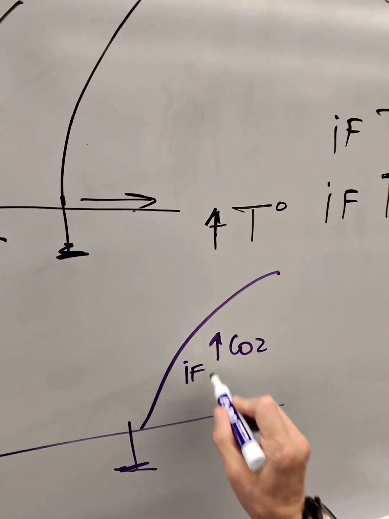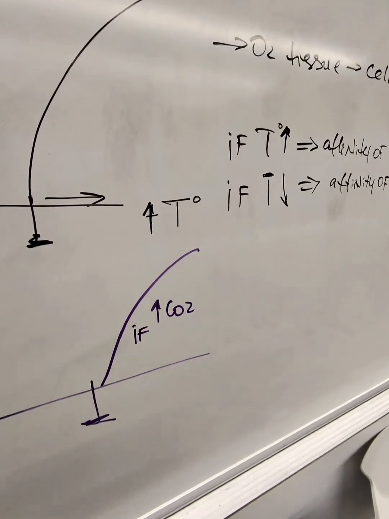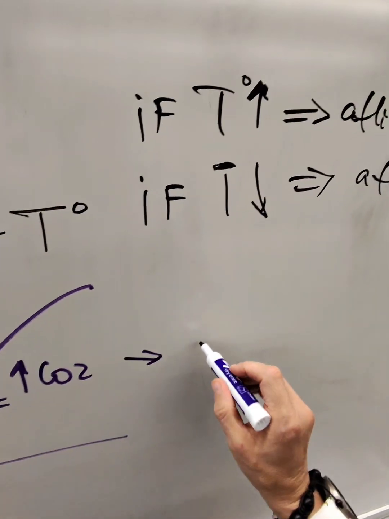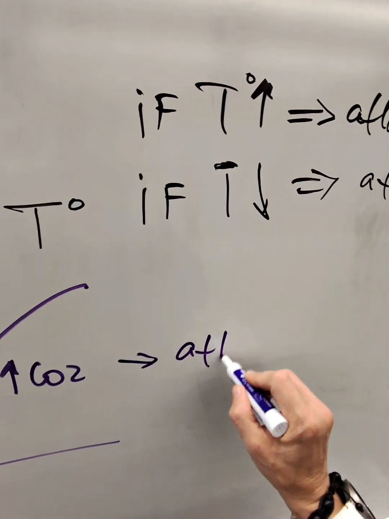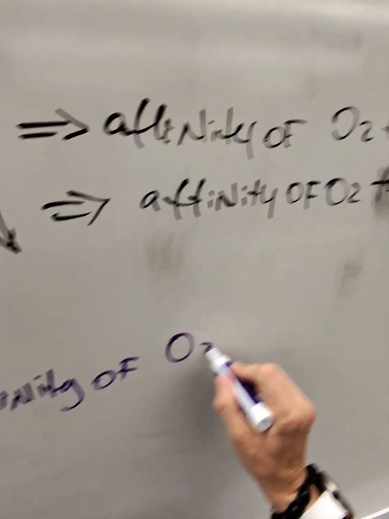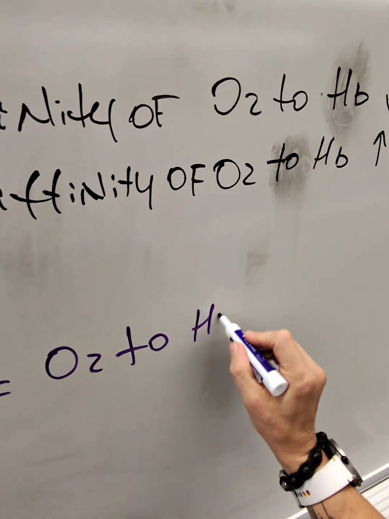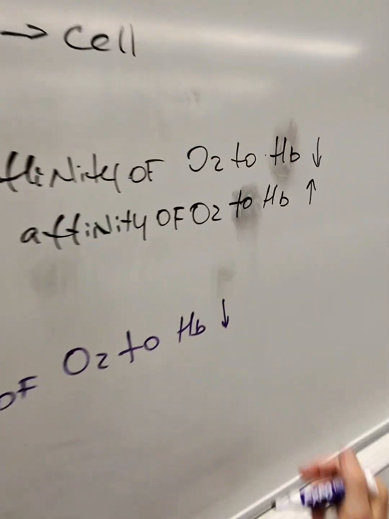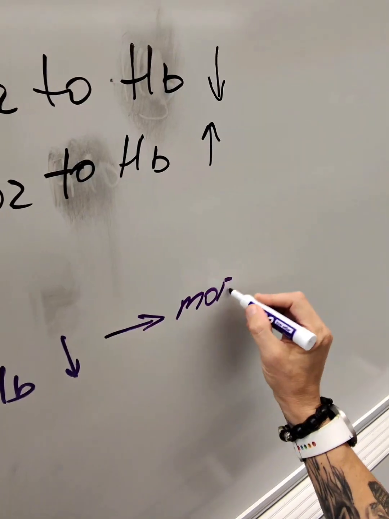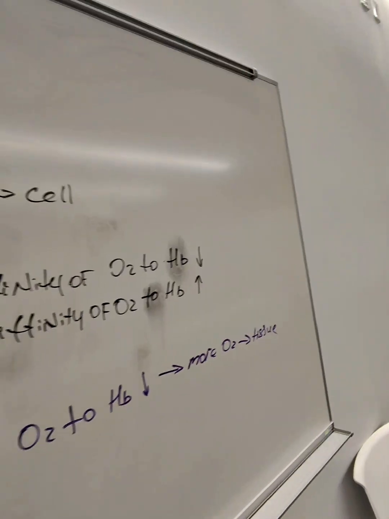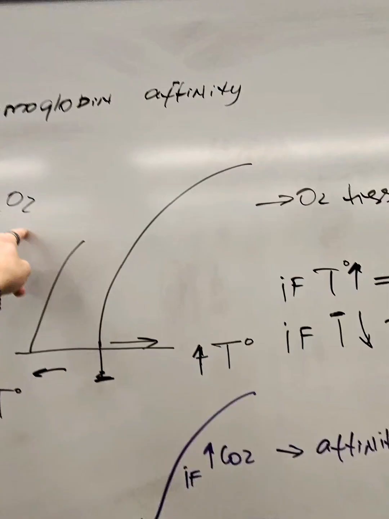So if you are in a toxic environment and the toxins increase in your system, and if carbon dioxide is increased, then the affinity of oxygen to hemoglobin will decrease. It means that you will release more oxygen into the tissue. So more O2 into the tissue. Same thing as here. More oxygen would get into the tissue. It would not be attached. It would not be bound.